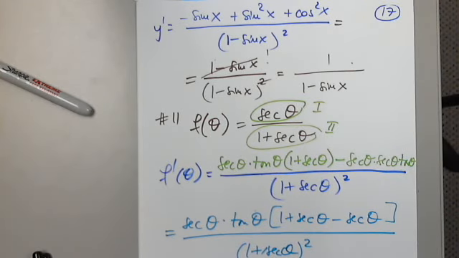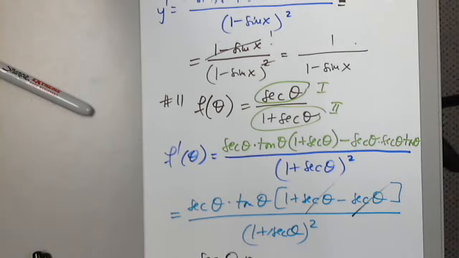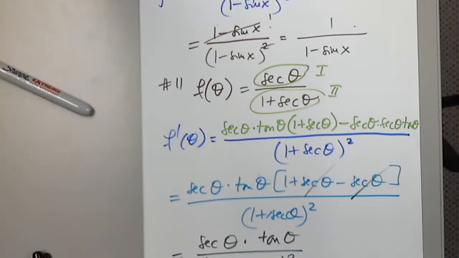When we notice that, positive secant with negative secant. So final simplified form, secant tangent divided by 1 plus secant theta squared.